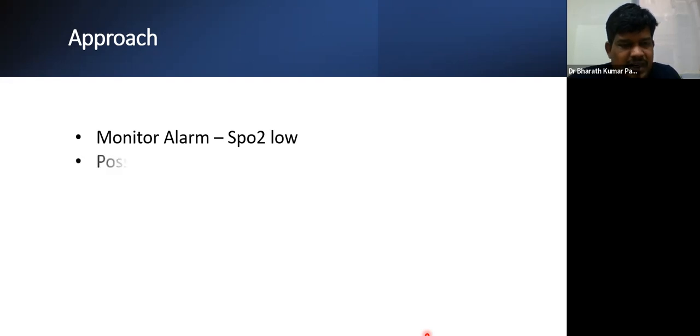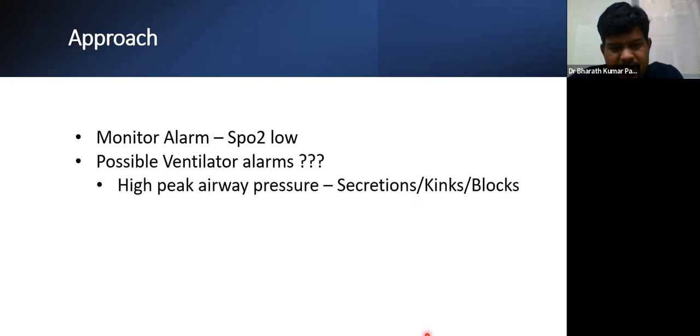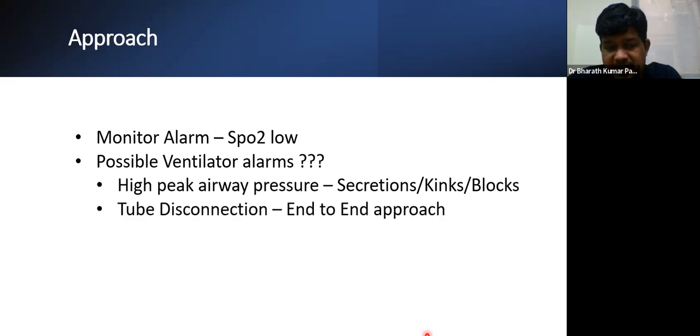So as I said, the monitor is alarming SpO2 low, and the possible ventilator alarms would be, number 1 is high peak airway pressure alarm, that is because of the presence of either secretions or any kinks in the tube or block in the tube because of the secretions, or patient breathing against a ventilator, that is having asynchrony, or patient biting the tube causing the block of the tube, or there could be a tube disconnection.